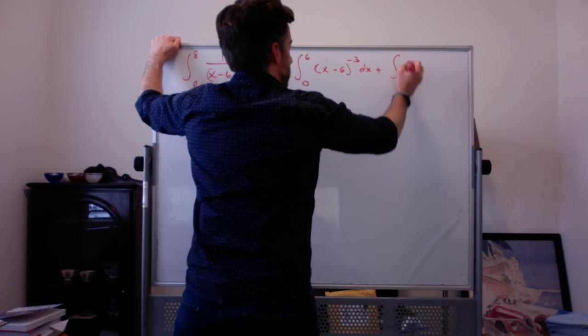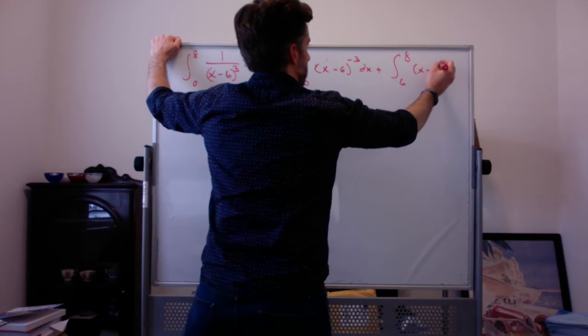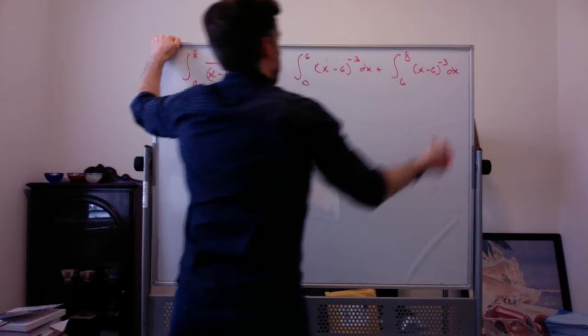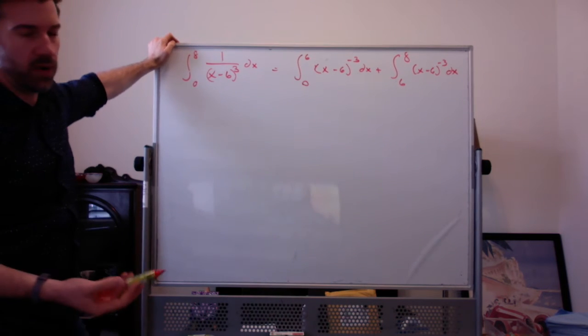Plus the integral from 6 to 8 of (x minus 6) to the negative third dx. And then you have to do, well, you don't have to do both of them.